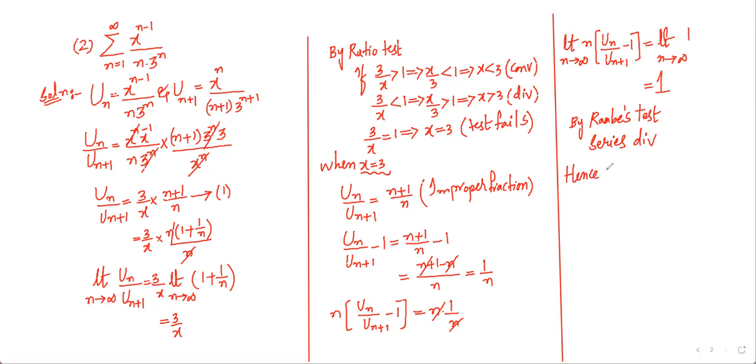Hence, the final conclusion: the given series is convergent when x is less than 3, and divergent if x is greater than 3. We have proved equal to also, so together we have to write the result, and in this question we have to compute it to 3 instead of 1.